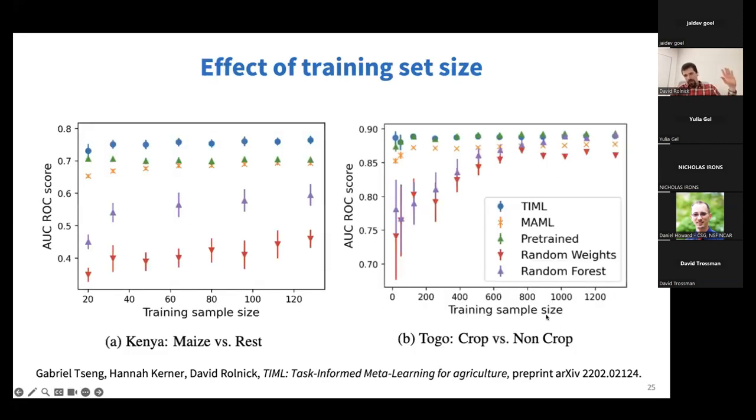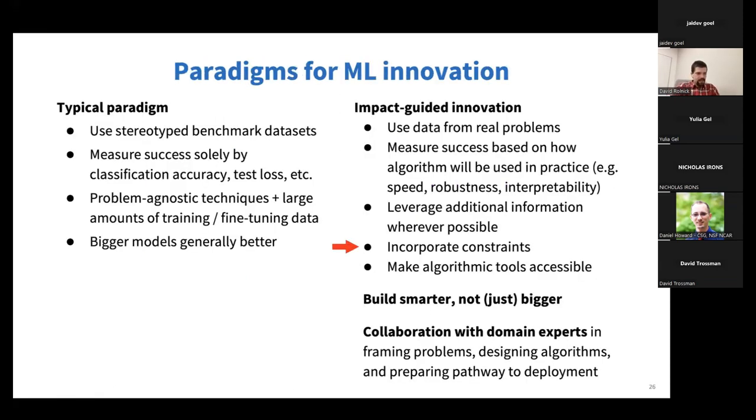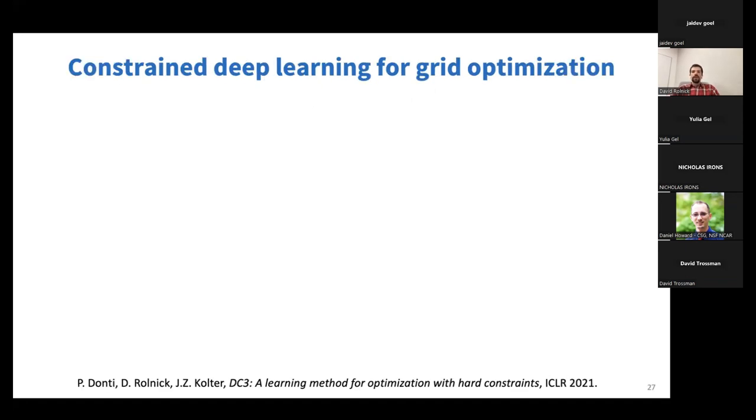We've also seen that this approach, task-informed meta learning, is useful across different circumstances. It's useful in regression problems, like in crop yield prediction. It's also been useful in heating and cooling systems in buildings and in carbon flux estimation in sensor systems. So the next project that I want to talk about is incorporating constraints. Here, I want to talk about grid optimization.